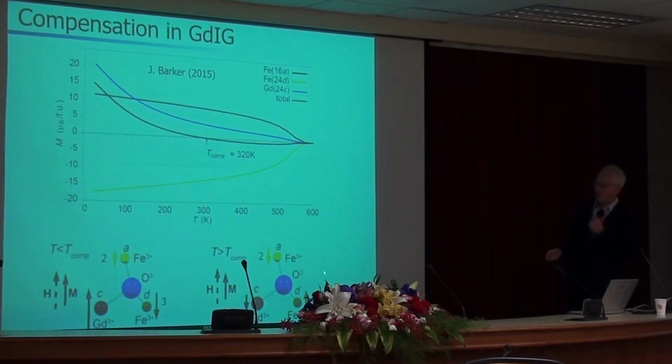Now here you see the picture of how it happens. So this gadolinium melts earlier, and at some point the gadolinium is parallel to the minority iron atoms. If you take away the gadolinium, then the majority ions will win, but they point in the opposite direction. So if you apply a magnetic field, the whole magnetization will flip at this point.